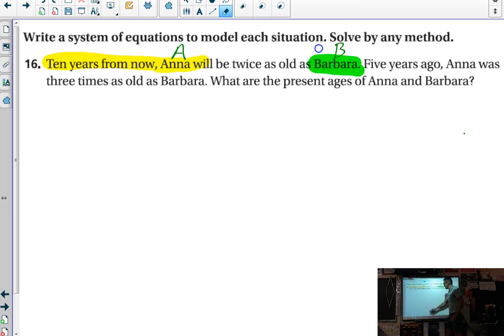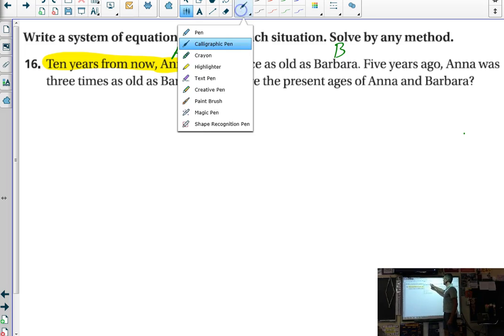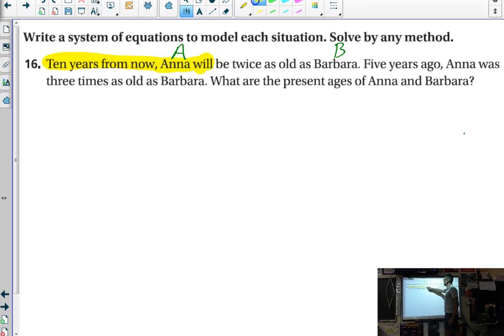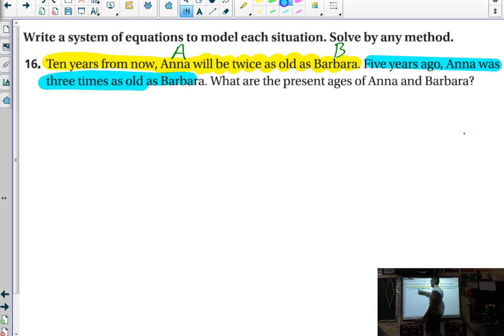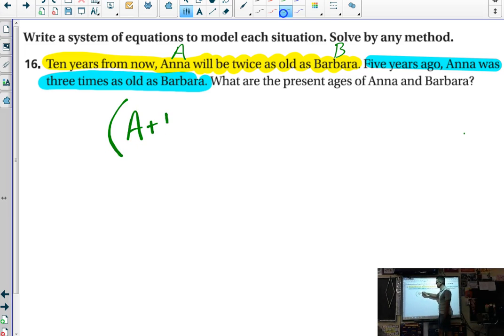And actually, I should change my color coding here. Sorry, I did that a little bit too quickly. Always color code your problems to help your brain make sense of it. I don't care if you think it's necessary, your brain appreciates it. So let's set up both of these situations. 10 years from now, Anna is going to be A plus 10, equal to twice as old as Barbara.